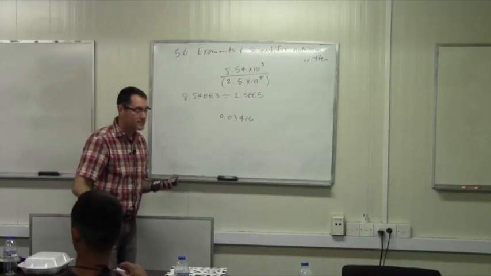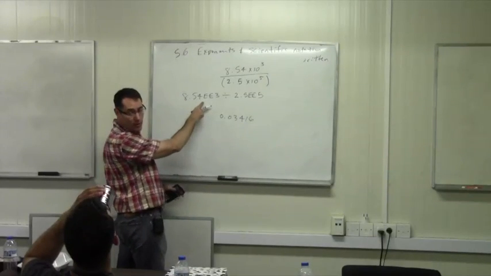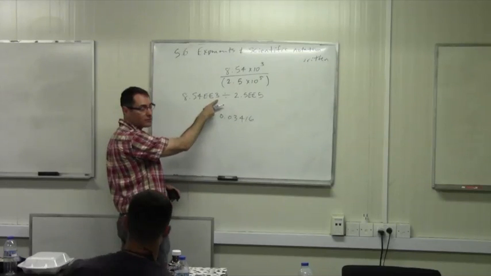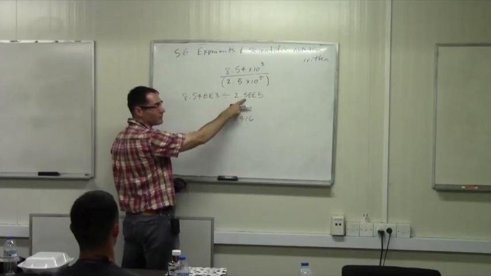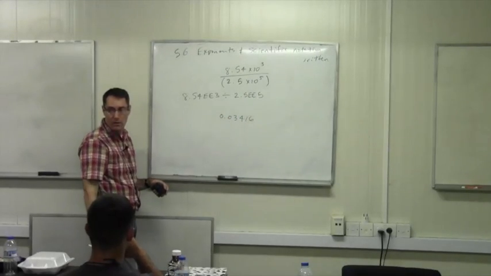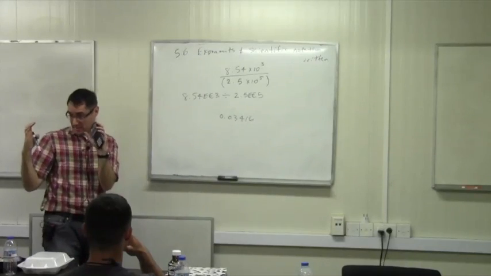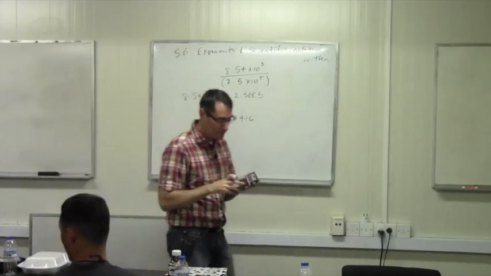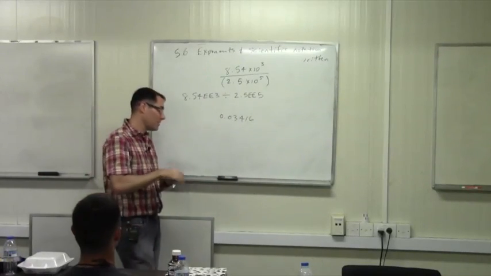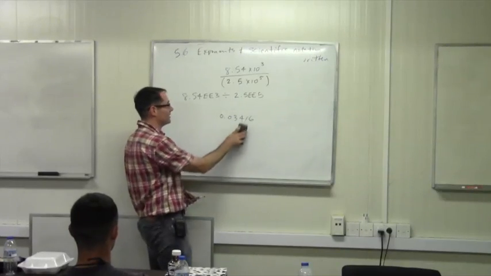Oh, mine isn't. Try this. Just do it like this. 8.54 EXP 3 divided by 2.5 EXP 5. Hey, there you go. So yeah, you can do it the other way. If you do the other way, you have to use parentheses. I think I was pushing both buttons, and it pissed me off, so I went to one, and it worked, so I stuck with it. Hey, whichever one you want. Two ways to skin a cat.